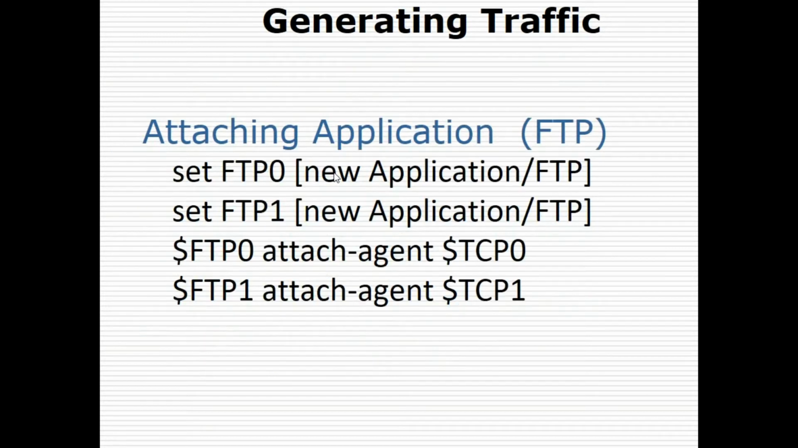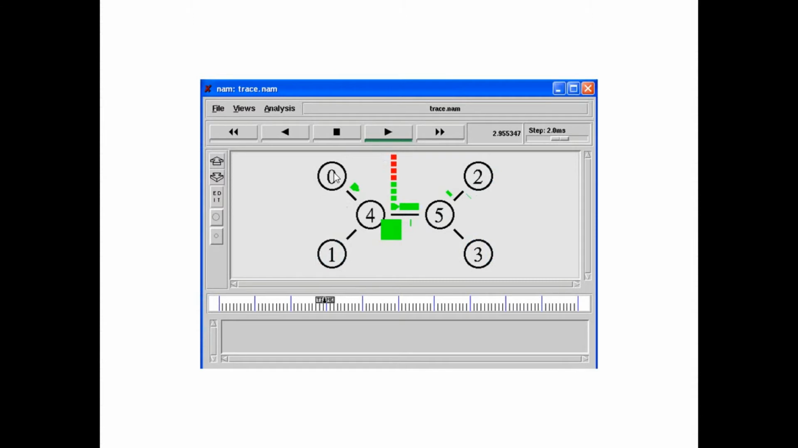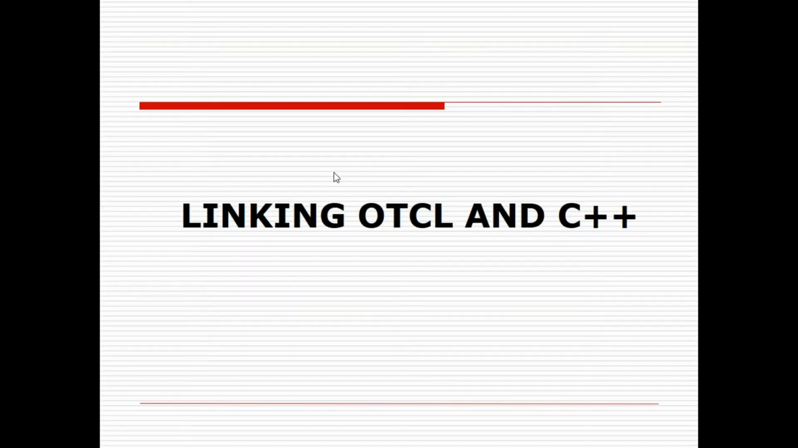And attaching an application, here I have attached the FTP based protocol, which means that we will be transferring the FTP based request from node 1 to node 0. This is the time at which we will start the FTP from 0 to 1 and we'll stop the FTP from 1 to 0. So it will finish and make the NS run. Here you can see that it will create this type of topology with the trace.nam.